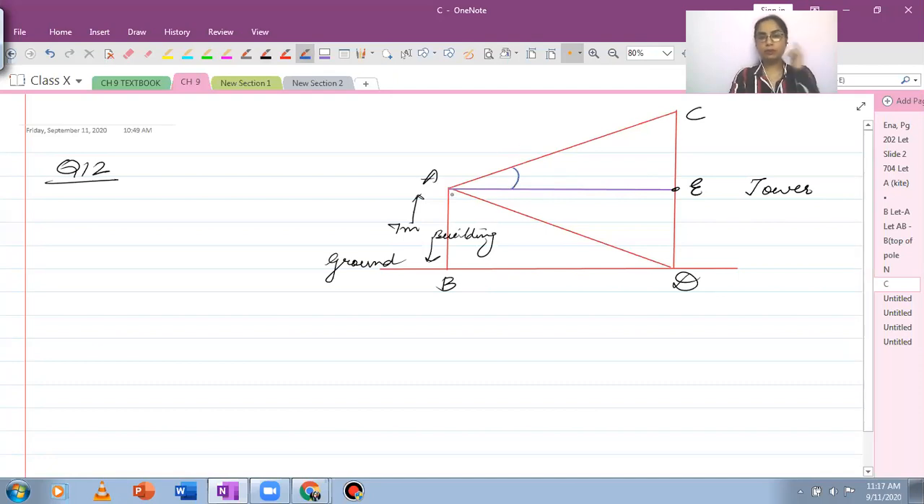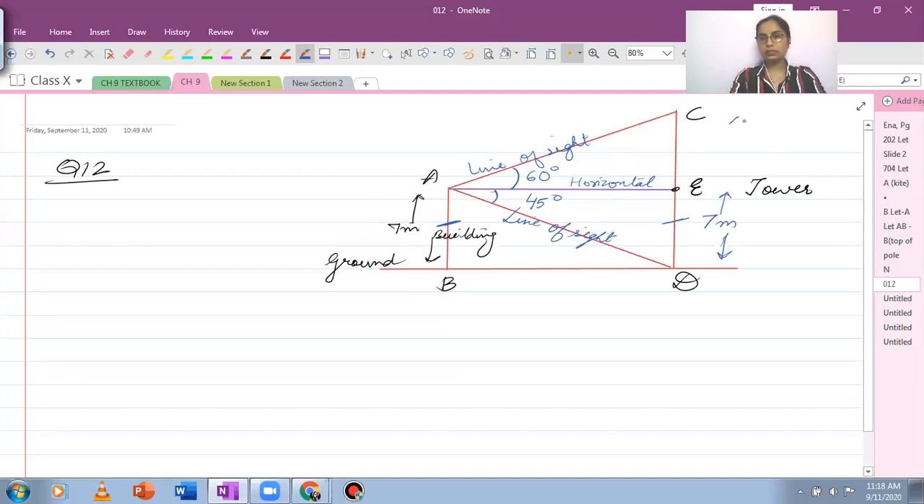Those who still have problem with this, marking the angle of elevation and angle of depression, beta, please study thoroughly. This is the line of sight and this is the horizontal. The angle will be formed between the line of sight and the horizontal. So over here, this angle is given as 45 degrees and this is given as 60 degrees. By symmetry, AB will be equal to ED. So this will be 7 meters.